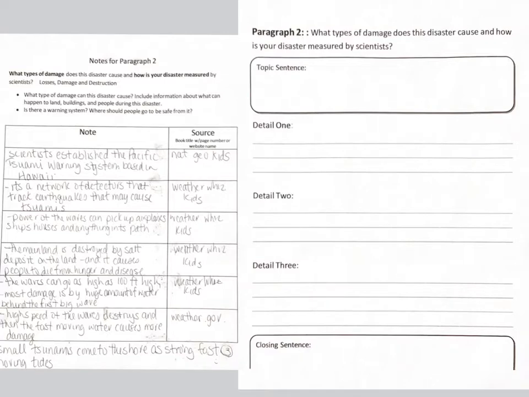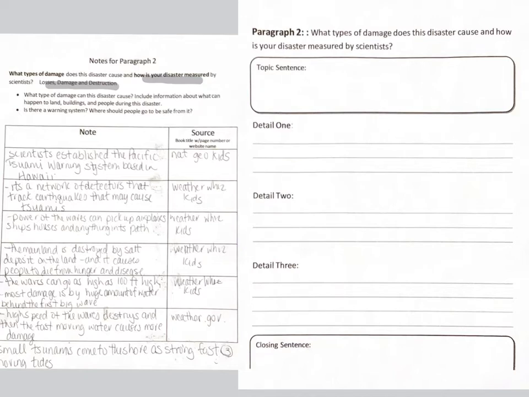Today I will model for you how to write paragraph 2 of your research paper. Today's topic for paragraph 2 is what types of damage does this disaster cause and how is your disaster measured by scientists? The first thing I'm going to do is look over my notes and determine what questions I'm going to answer at the top. So I know that I'm going to talk a little bit about how it is measured, as well as the loss and damage and destruction.